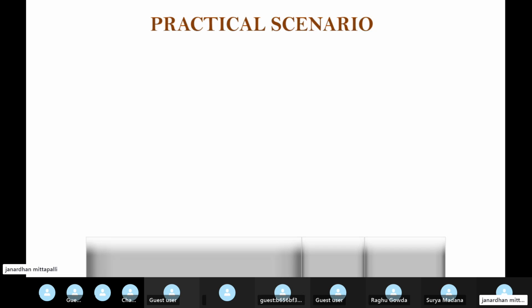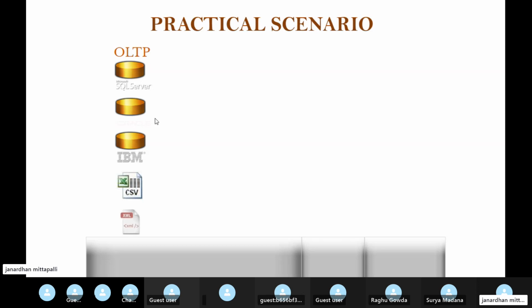Yes, the practical scenario we'll see first. You can see here OLTP. What is OLTP? Online transaction process. We'll come to know what is online transaction process, what will happen here. And if you see here, you can see SQL Server and other database and IBM, CSV, XML.